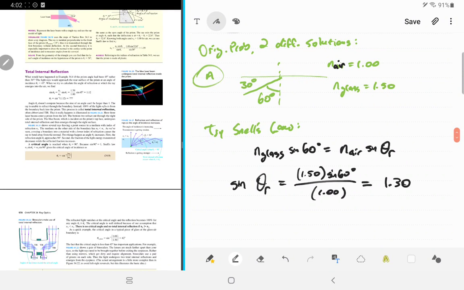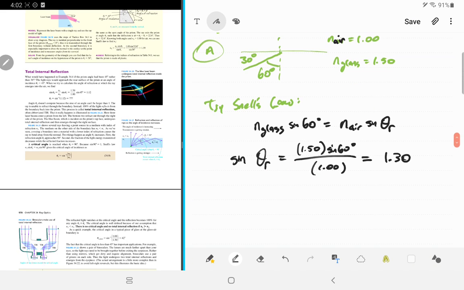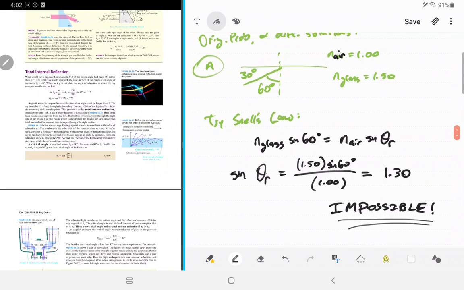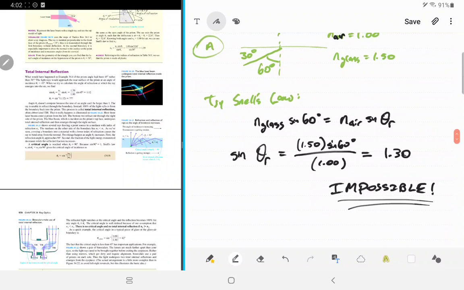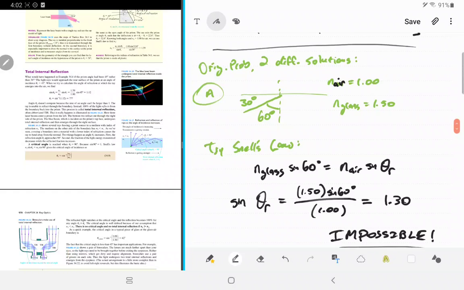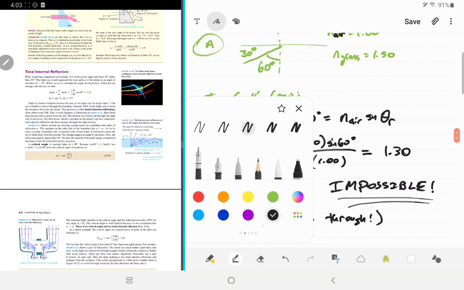So we need an angle where when you take the sine of it, you get 1.30. Well, that's impossible. Sine of any angle is between -1 and 1. So this is impossible. This is one indication that no light can get through. It would be impossible to satisfy Snell's law. Okay, so our conclusion here is that no light gets through. So that's one way of seeing how this works out.